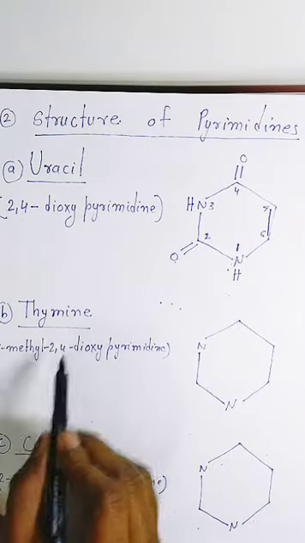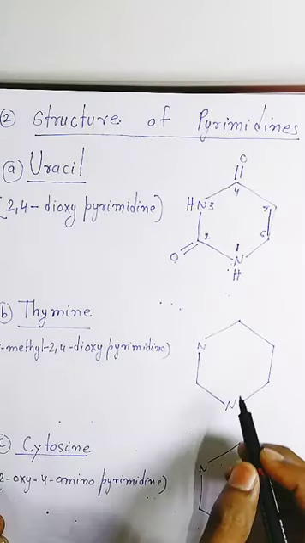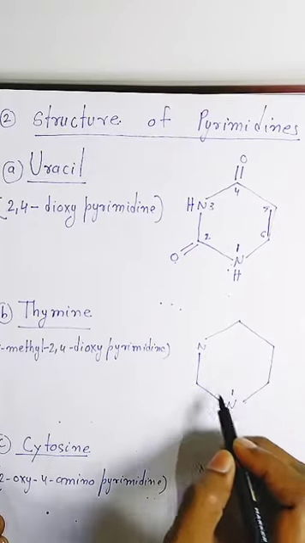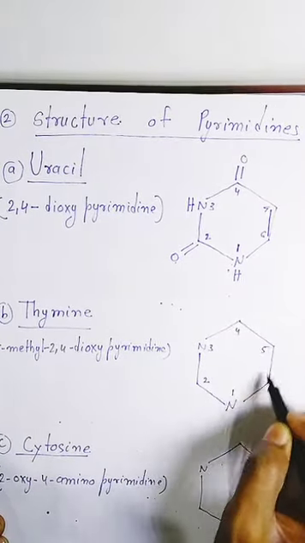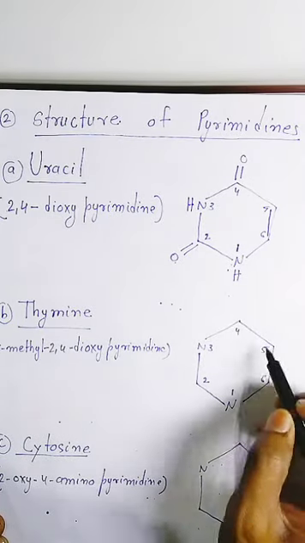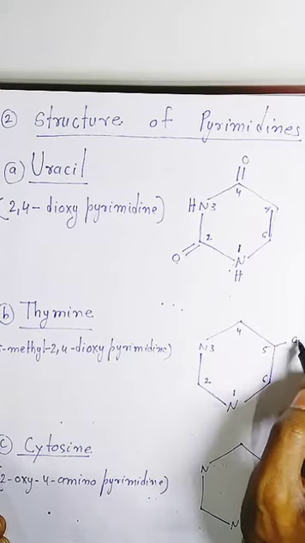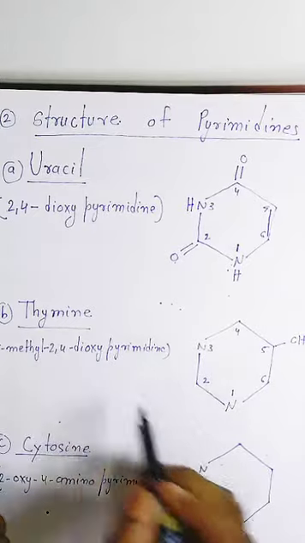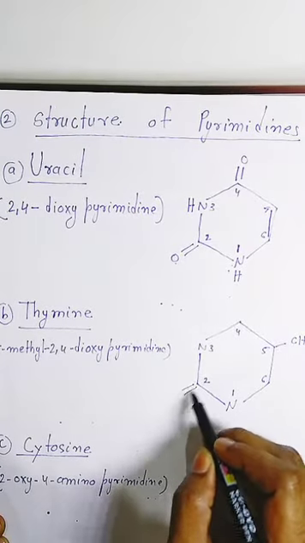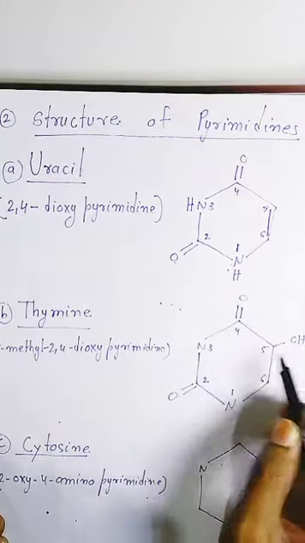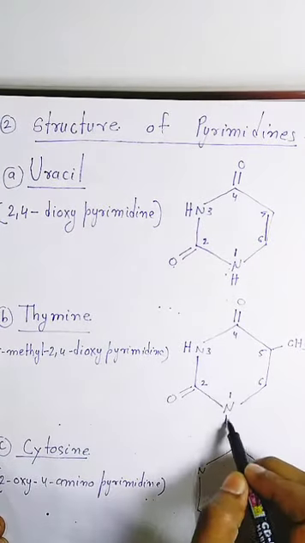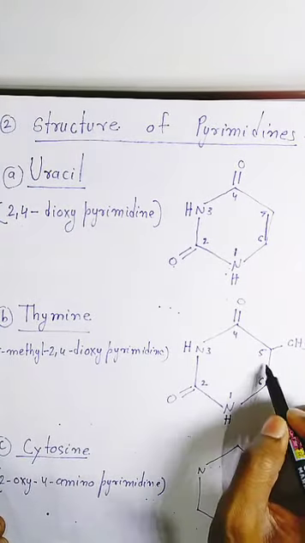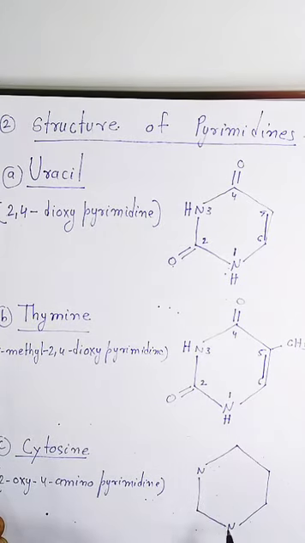Same thing, students, thymine. What is the IUPAC? 5-methyl. First you start the numbering from this nitrogen, this is the first number. This carbon will take second, third, fourth, fifth, and sixth. Now 5-methyl: at the carbon number 5 you have methyl group CH3. Now 2,4-dioxy: at these carbons you have oxy groups. Now students, fill up the valency of nitrogen like this. Here also you have to put hydrogen, and to fill the valency here you have to put the double bond. This is the structure of thymine.